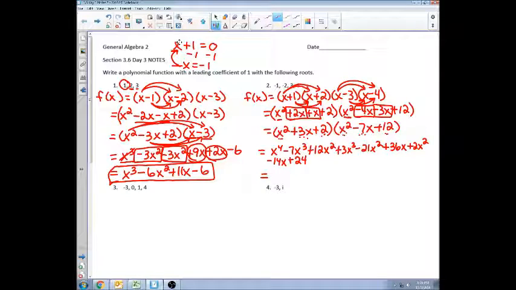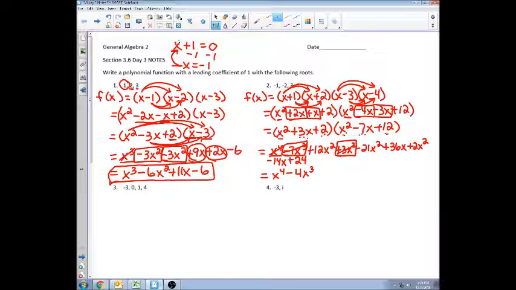Now, I have this big long line of things. We have done this in the past. All we're going to do is combine like terms. So I have x to the fourth. There's no other x to the fourth in my problem. Now I have negative 7x to the third. I have positive 3x to the third. Are there any other x to the thirds? No, there's not. So negative 7 plus 3 would be negative 4x to the third.